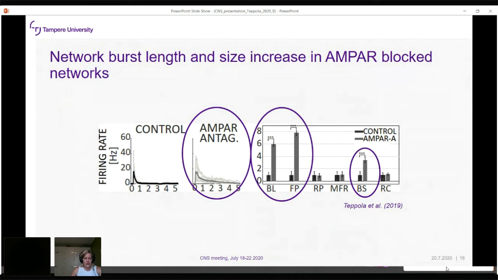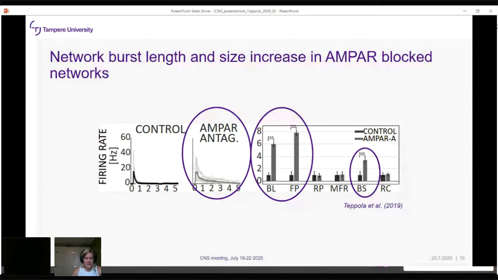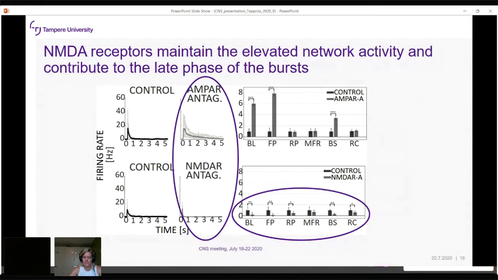Then we characterized the burst measures from burst profiles, part of which were used to fit and validate the computational models. Interestingly, burst length and size increased after the AMPA receptor blockage, which shows the important role of NMDA receptors in maintaining bursts. Vice versa, the blockage of NMDA receptor significantly decreased the burst length and burst size, indicating that AMPA contributes to the early and NMDA receptor to the late phase of the bursts.